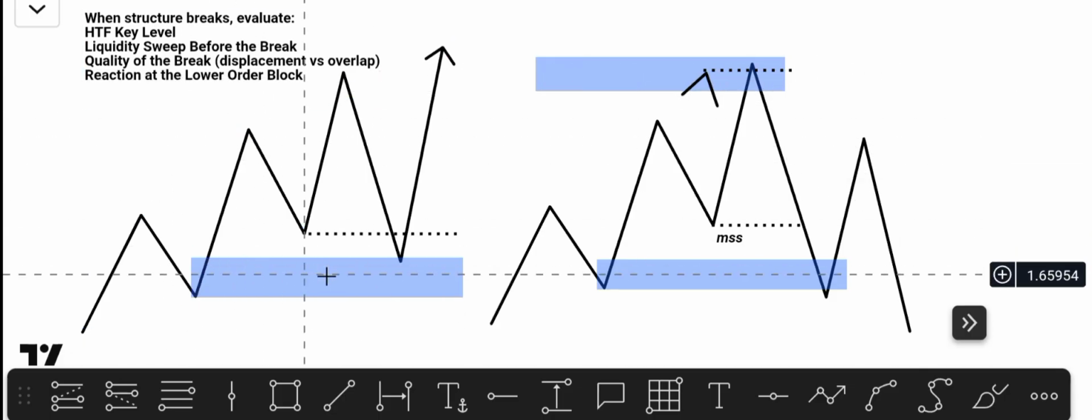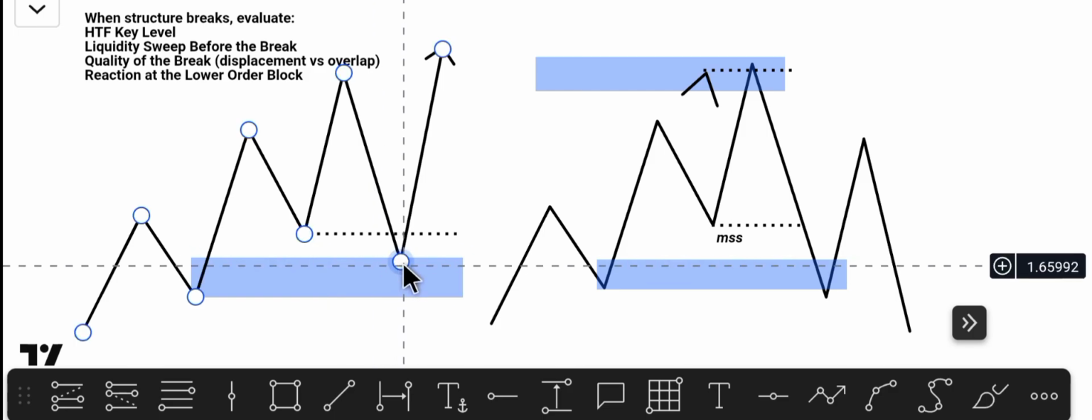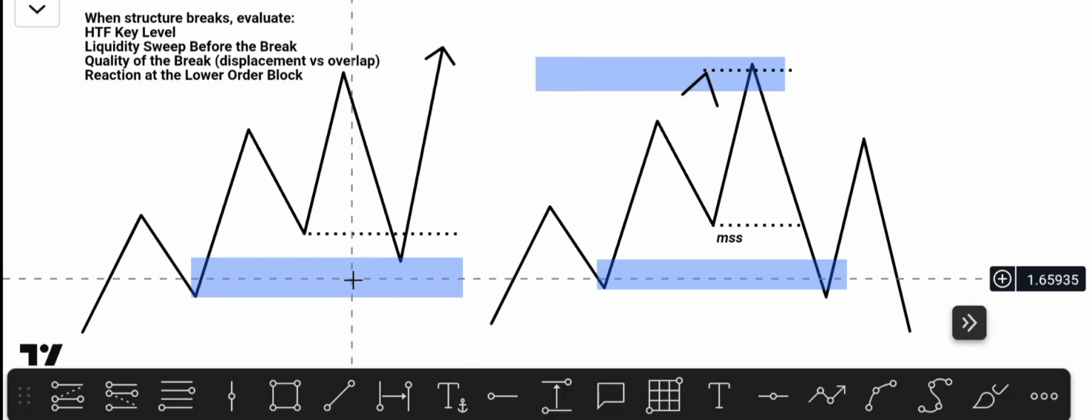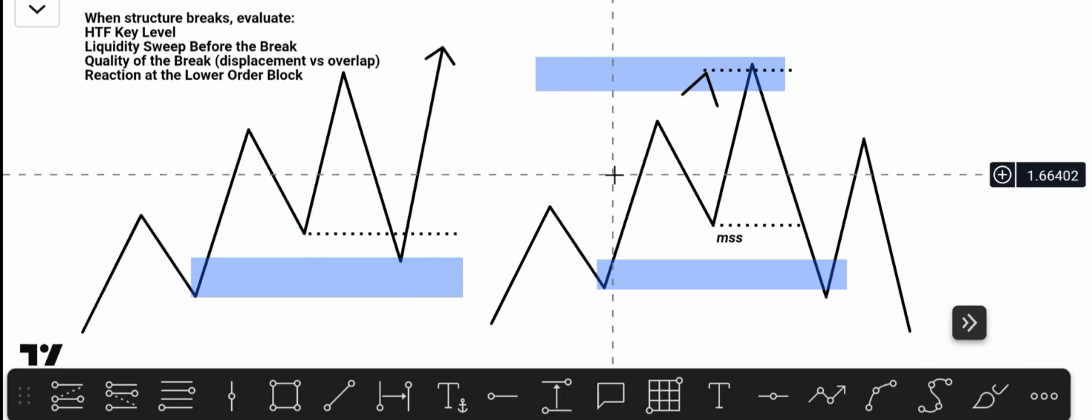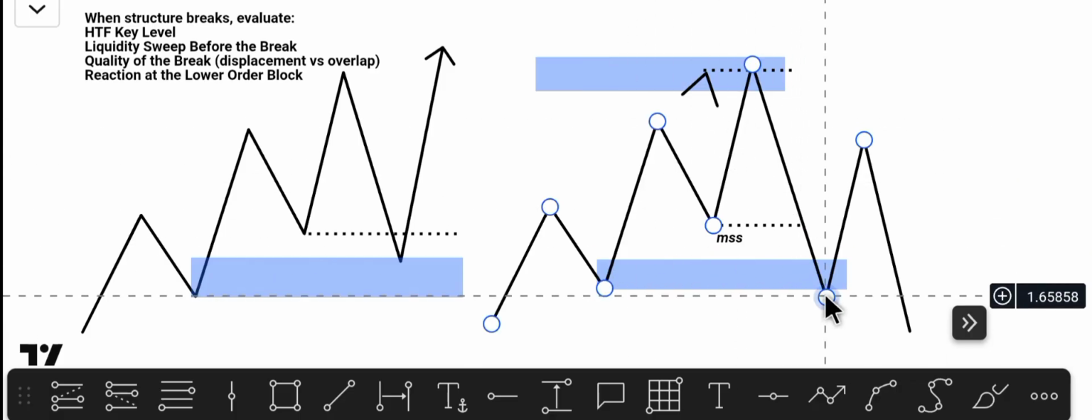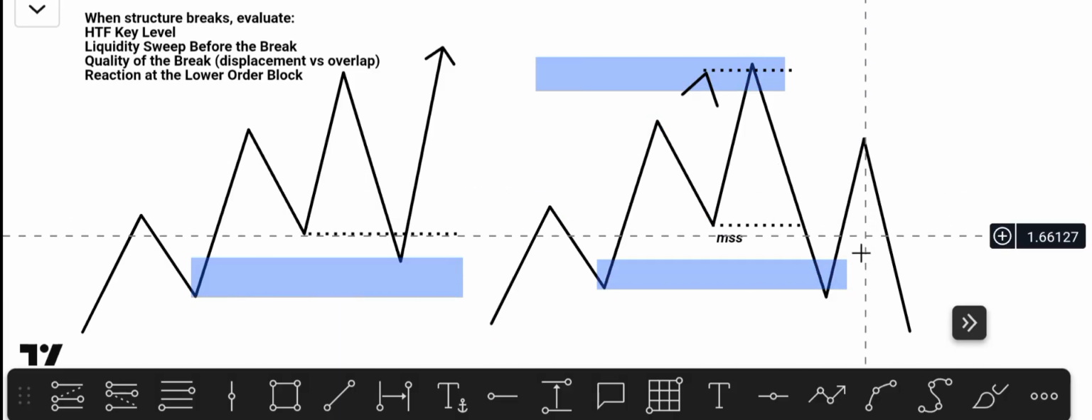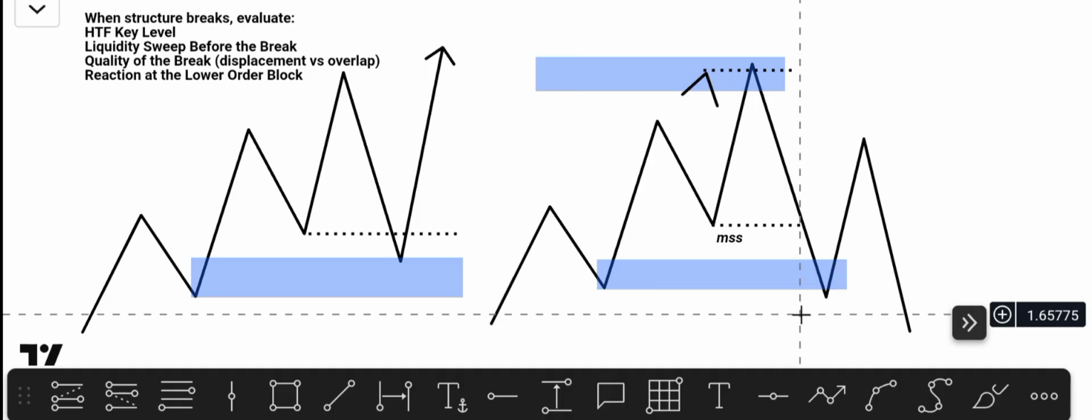If the reaction at the lower order block starts showing rejection, with price tapping into maybe the opening of the candle of the order block or the mean threshold, then you can know that is price trying to react off of this place. But once price violates the mean threshold, or sometimes violates the order block entirely before this move up, then you can know this is likely going to be a market structure shift, right?